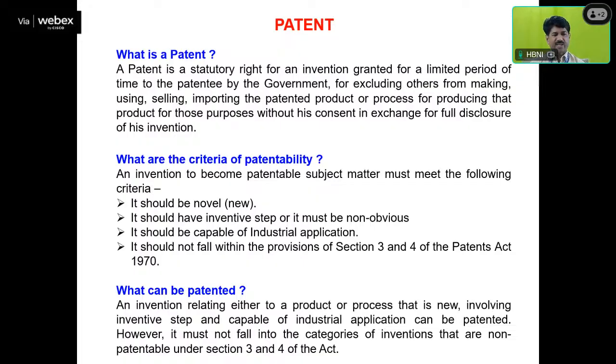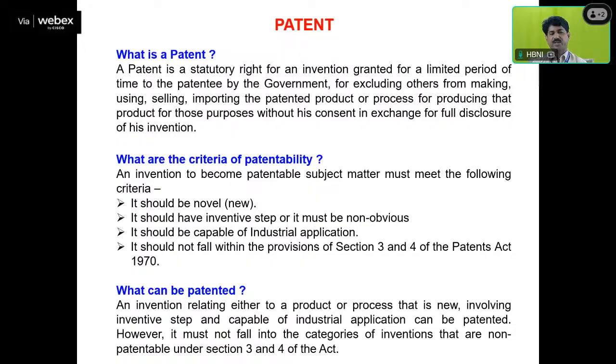For an invention to become patentable, it should meet these criteria. First, it should be novel or new, because whenever we are talking about patents, it should be for an invention, and an invention has to be a new and novel thing. Also, it should have an inventive step. If it is a process, it should have an inventive step, and it must be non-obvious. It should not be very normal. It should have something new or something special in that process.